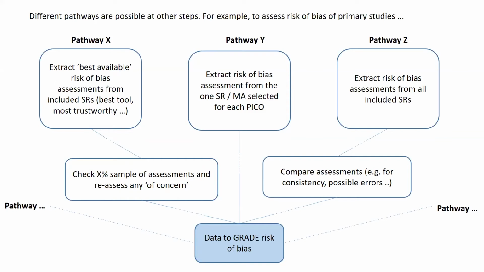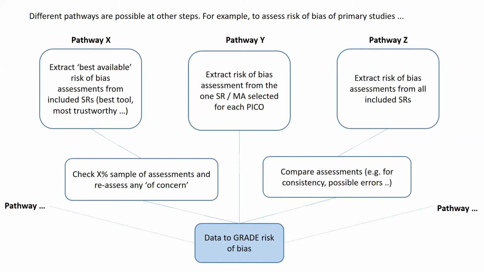There are also different pathways possible for all other steps in an overview. For example, if you're trying to gather data to assess the risk of bias of primary studies, you might extract available information, check a sample of the assessments and reassess any that are of concern. You might extract the risk of bias assessment just for that meta-analytic result that you had extracted.